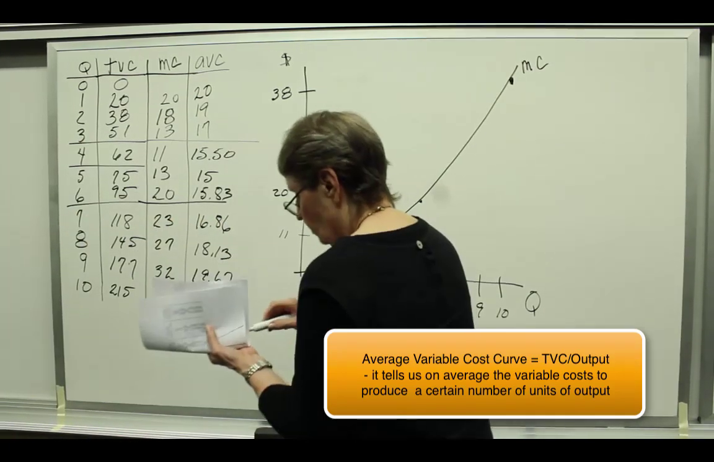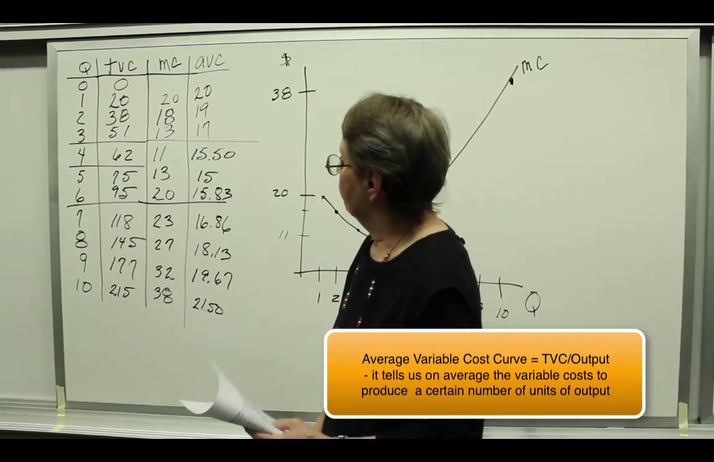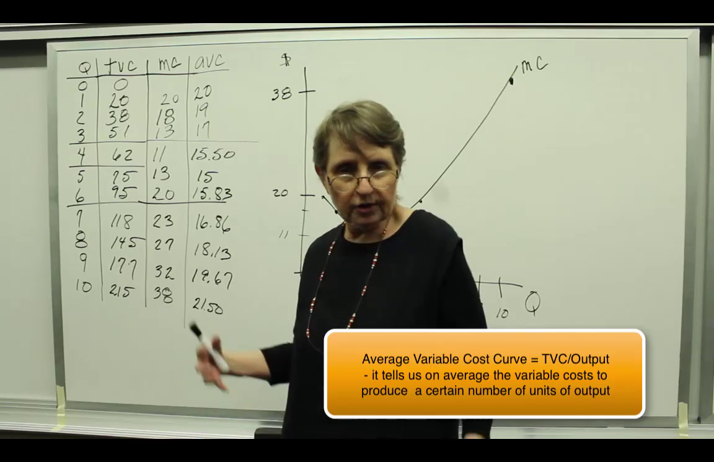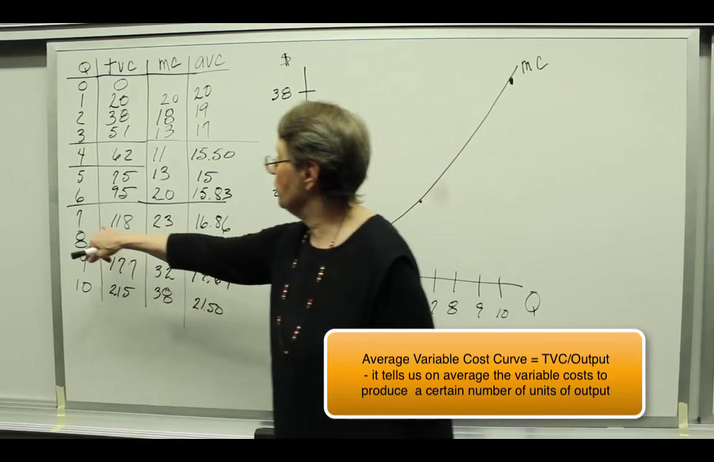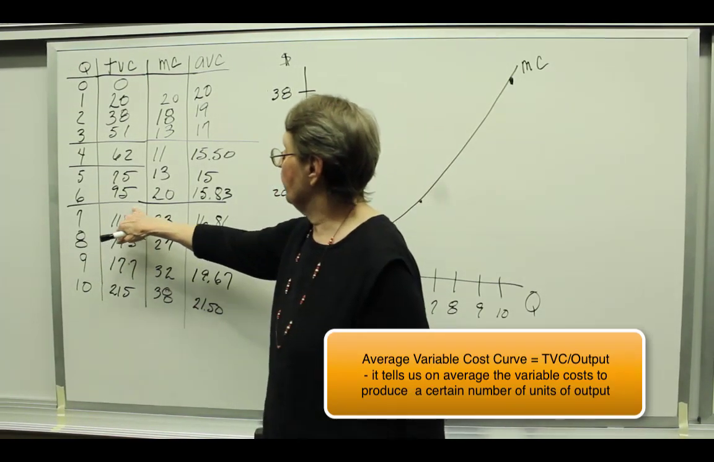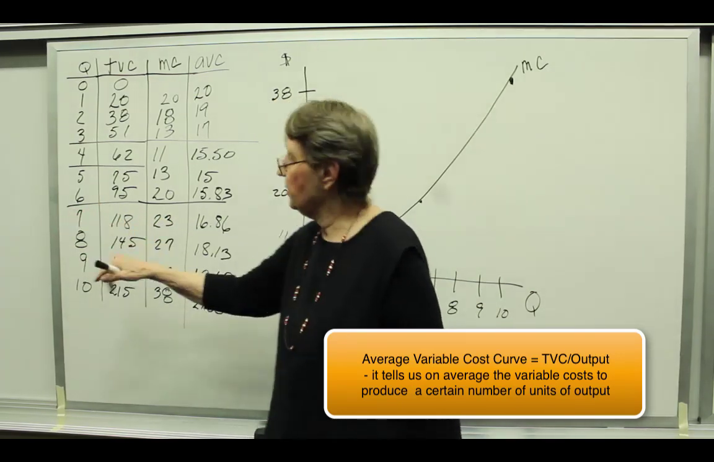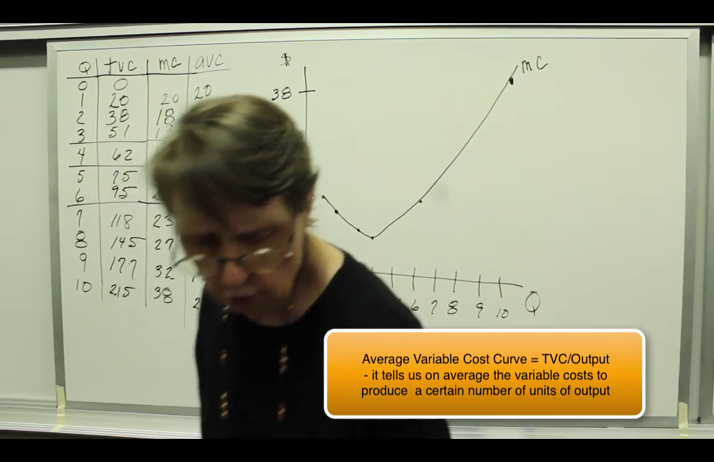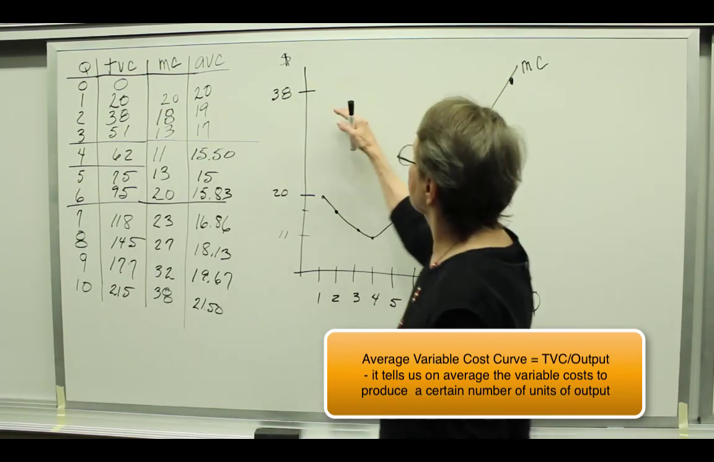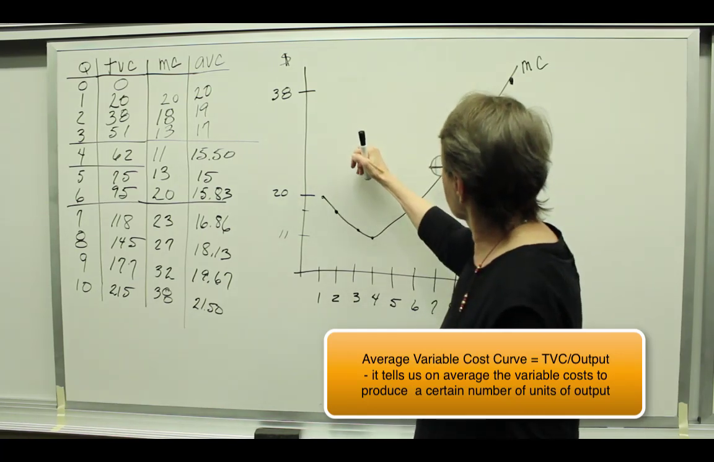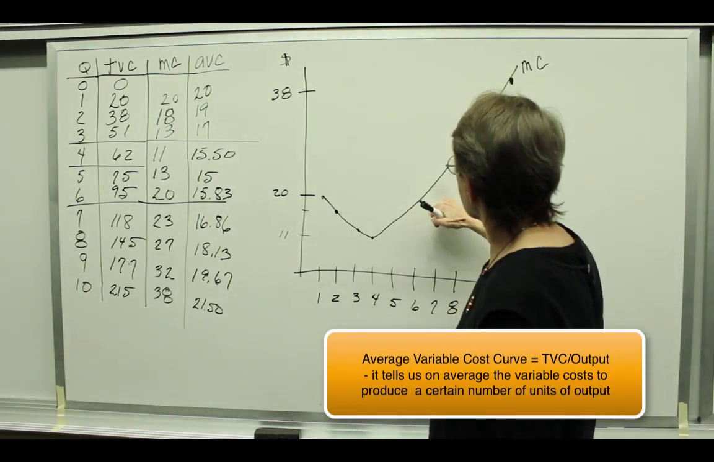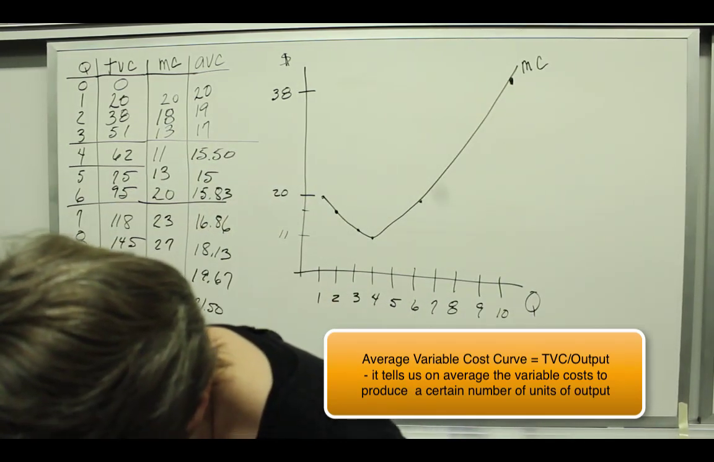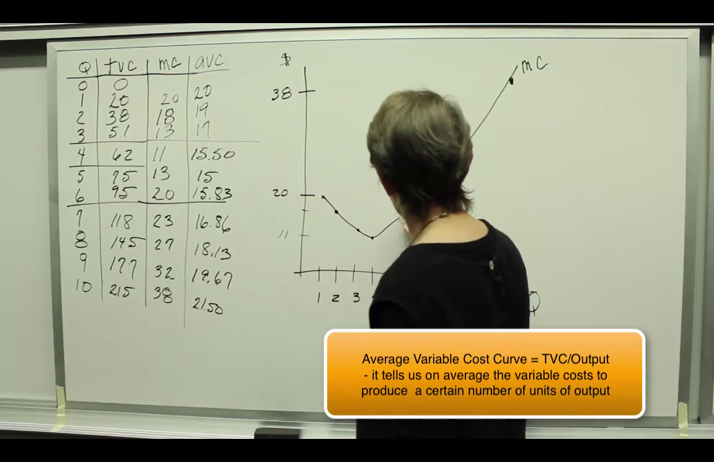So, if someone says, when you make 7 widgets, on average, what's the variable cost associated with each of those 7 widgets? Well, the total variable cost is $118, so it'd be $118 divided by 7, which would be $16.86. So when we draw our average variable cost curve, you'll notice at first it decreases, decreases, decreases, and then it starts increasing. And in fact, where is that? At about 5.5, so about in here.